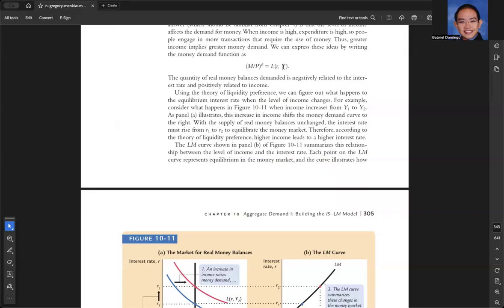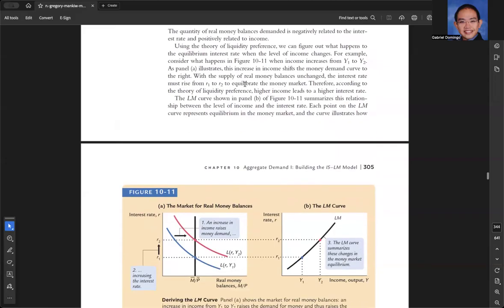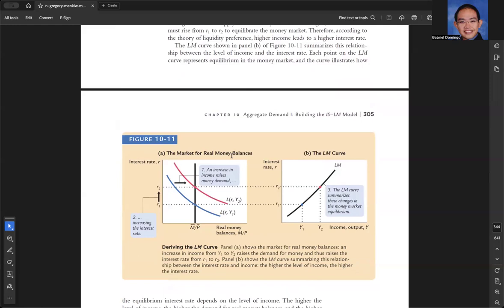And Y here will shift the demand for money. An increase in Y will shift the demand for money to the right, and a decrease in Y will shift it to the left. So this alone is enough to have this connection between R and Y, which we will call the LM curve. So if, for any given R, your Y rises, what will happen to your R to balance the market for real money balances?